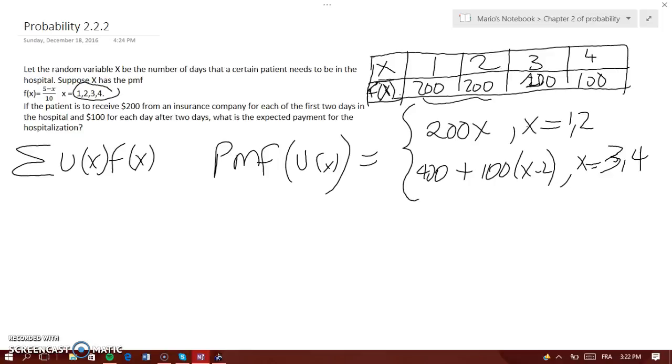So for the first 2 days, you will get 200x because each of the first 2 days is $200. For the last 2 days, you already have the first 2 days, so that means you already have $400. But how would you find the PMF for the last 2 days? You would have to find x minus 2 times 100.